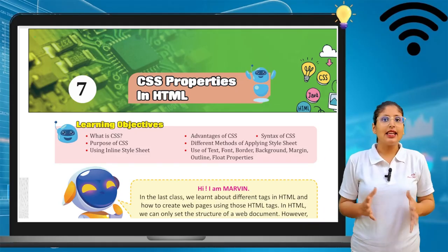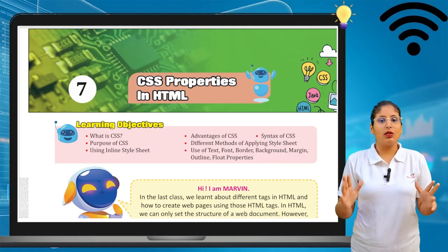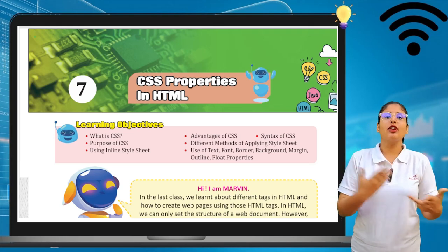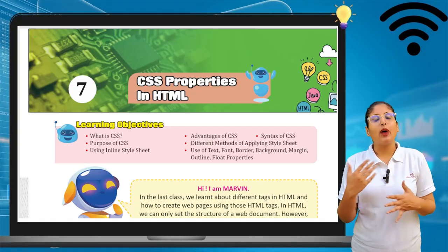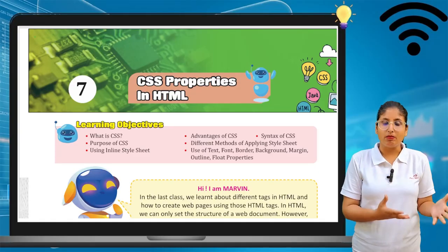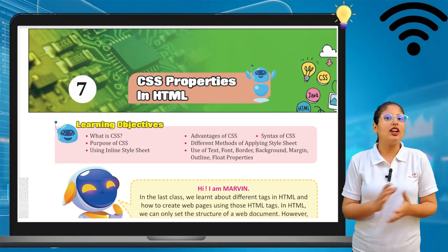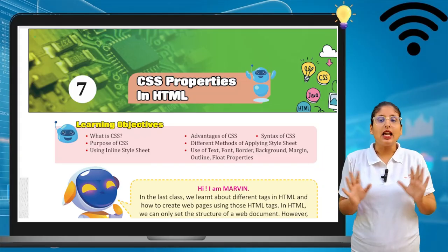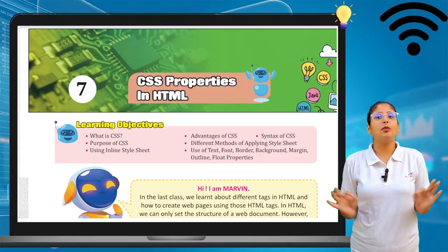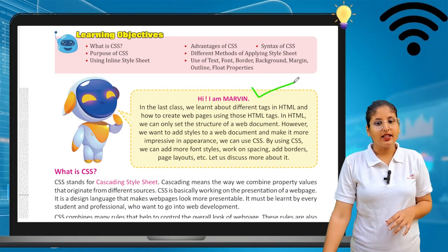Okay, so in CSS, how we are able to do all the things, like how we can add different features, like how we can add a background, how we can add a border, how we can add pictures in it. Then we will see the advantages of CSS. But before starting this, we will see what CSS is. Okay, so let's start.